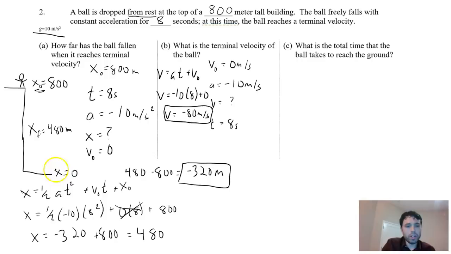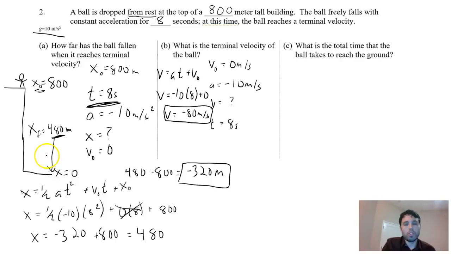All right. And then part C, what is the total time that the ball takes to reach the ground? Well, we already know from part A that it took 8 seconds to go to this position. So I got to go that much more. I still need to go 480 more meters, right? I fell 320 meters in 8 seconds. So I still have 480 more meters to go.